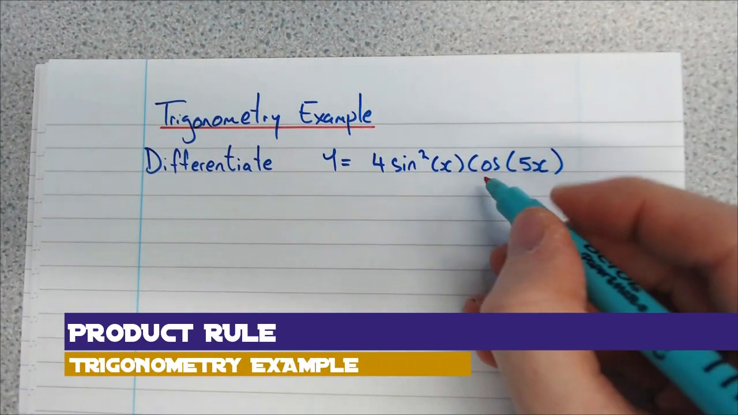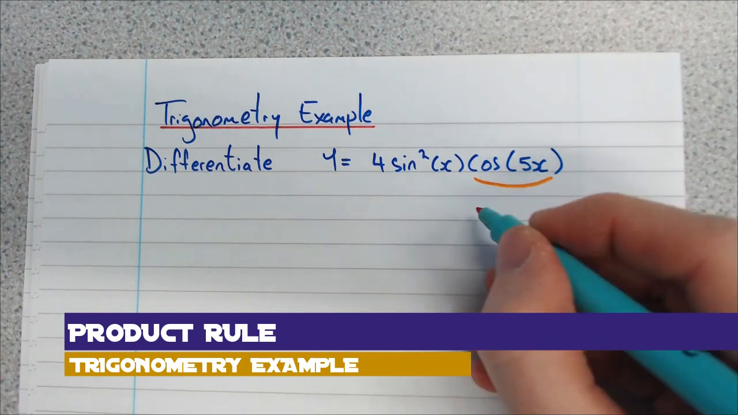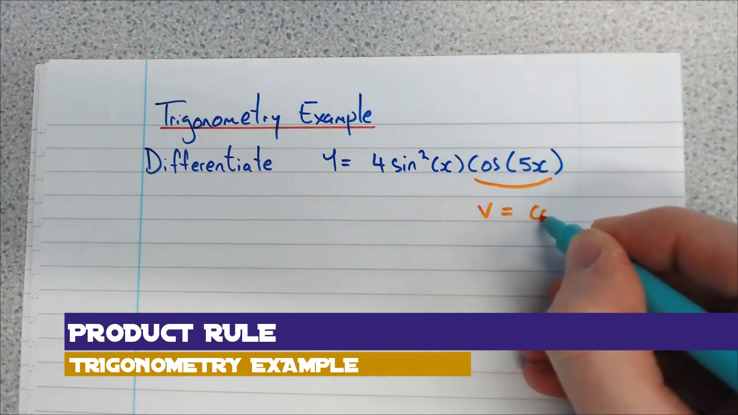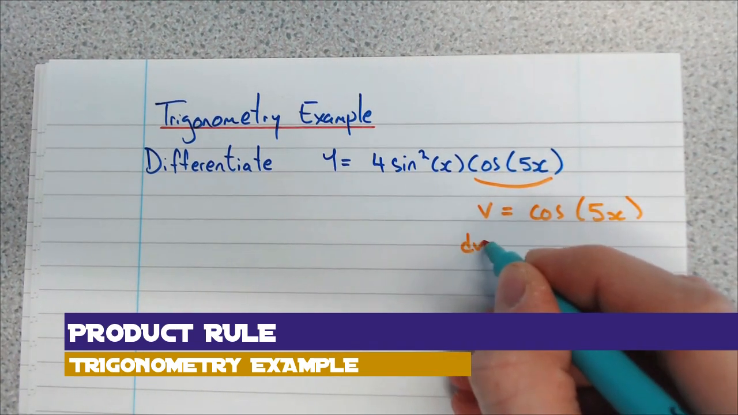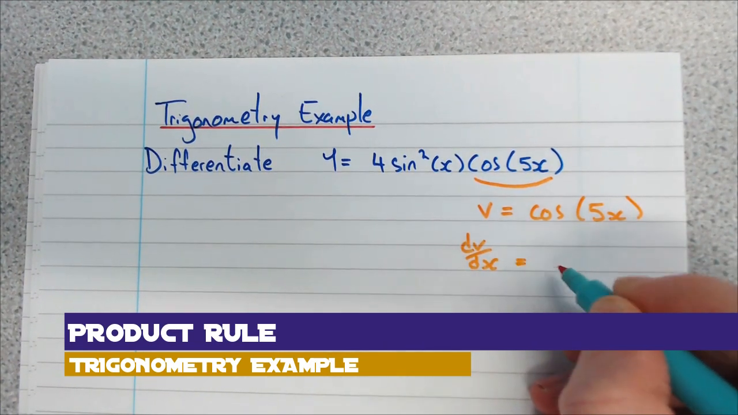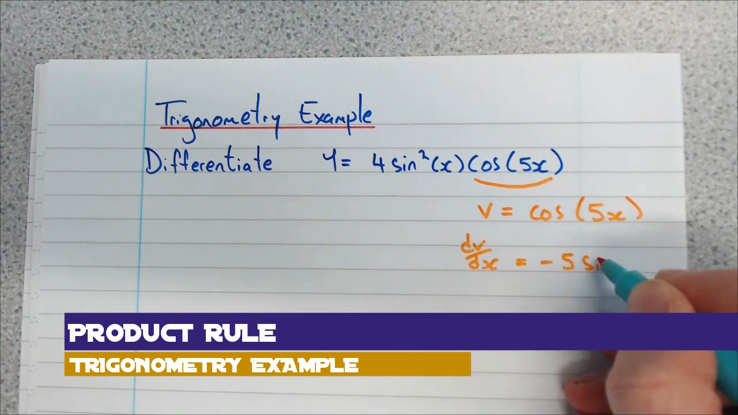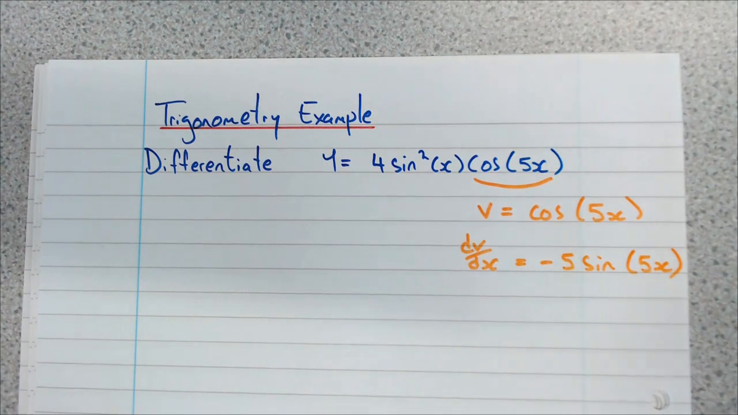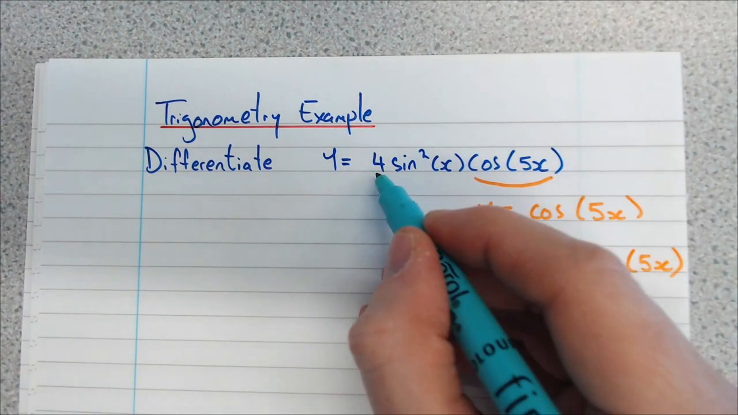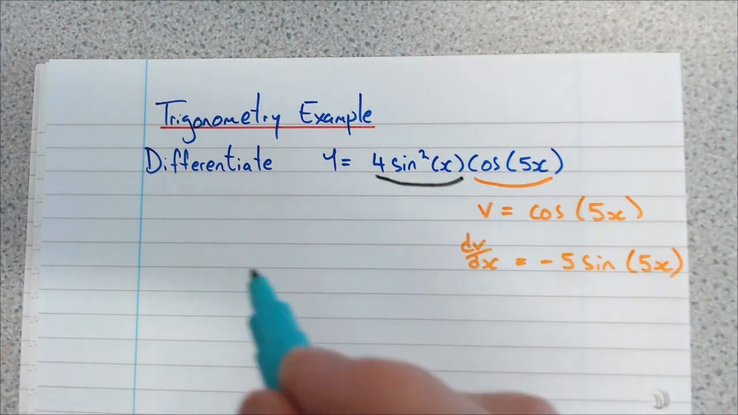Now we can also, of course, differentiate trigonometry using the product rule as well. In this case, I'm going to set my v first. I'm going to have v is cos 5x. So dv/dx. If you differentiate cos, you should get minus sine. So minus 5 sine 5x. That was very straightforward. My u term in this case is going to be 4 sine squared x.